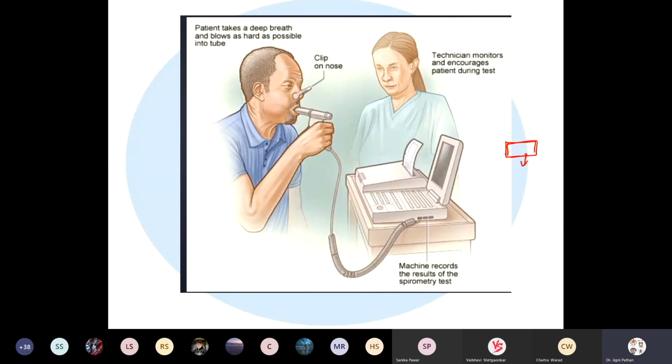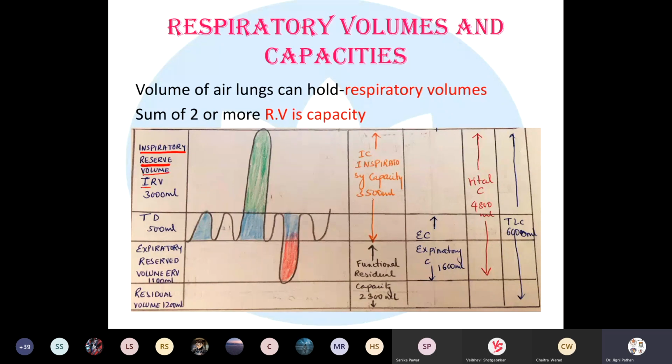Now, we are coming to very important terms. First, we'll discuss the volumes. Each and everybody will concentrate. I'll give you time to write down. Inspiratory reserve volume or IRV. What is IRV? Before getting into IRV, let us talk about tidal volume.